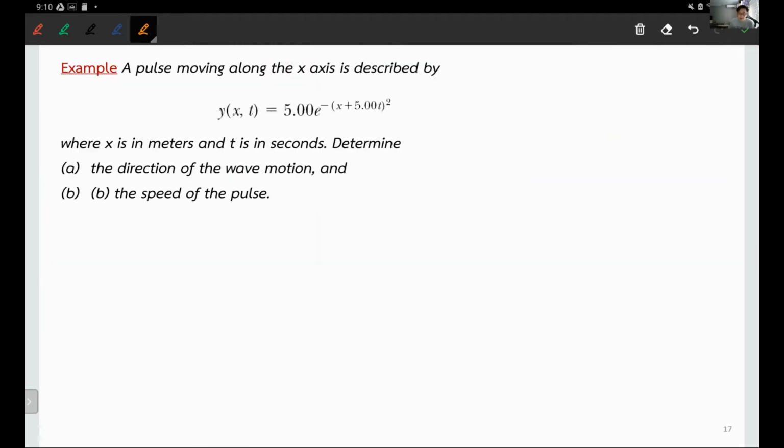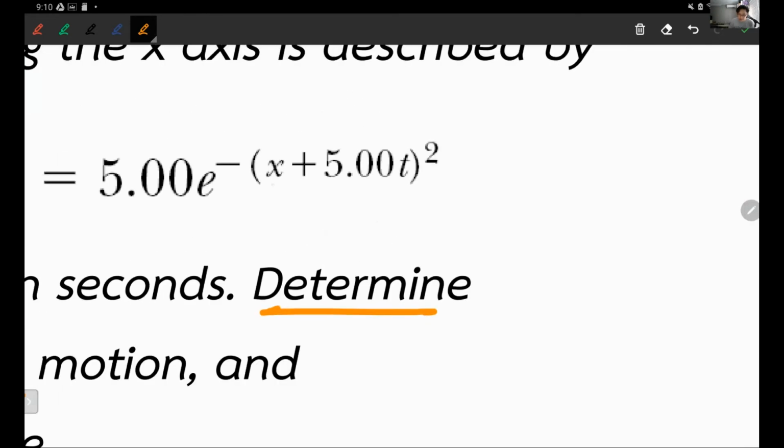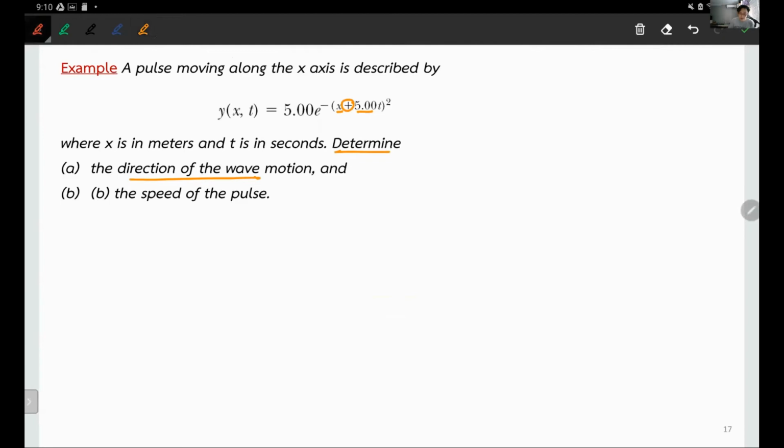Try again. Now, if you are given a function that looks like this, and they say, determine the direction of the wave. You look at this one, it's x plus vt. When you have a positive sign, meaning x and t have the same sign, you can say this is going to be the negative x direction. Okay, good. What is the speed of the pulse, guys? v is 5 meters per second. Done. You just read these numbers out. That's the speed.